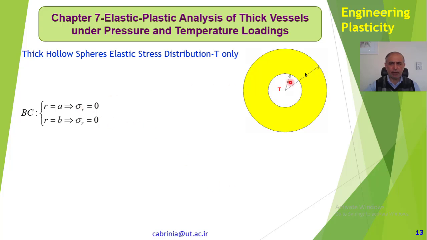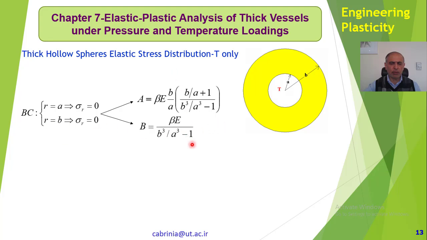R equal to a, sigma r again is equal to 0, because we have no pressure or anything in here, and so the stress here is 0. That's the free surface also, in here, so the stress in there is also 0. Therefore, if we put these boundary conditions into the previous equations, we get A and B equal to that.